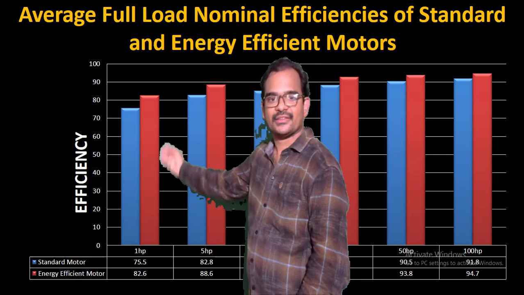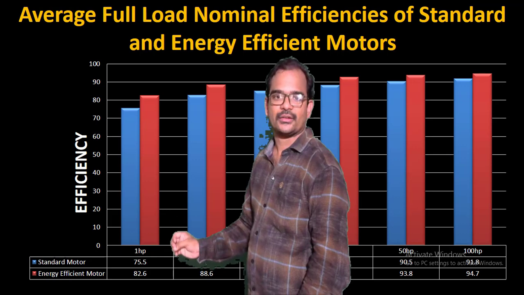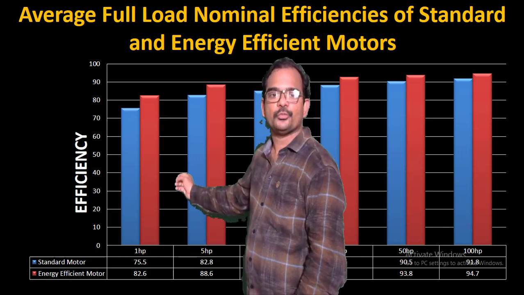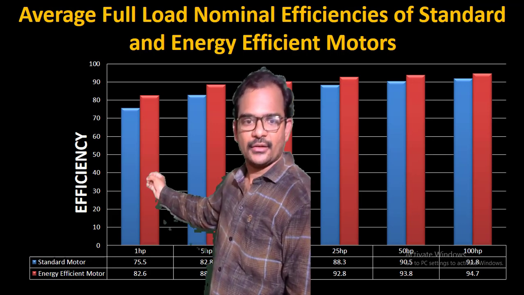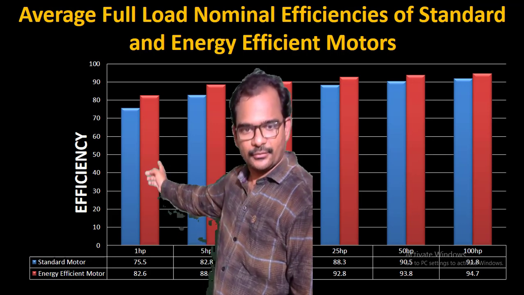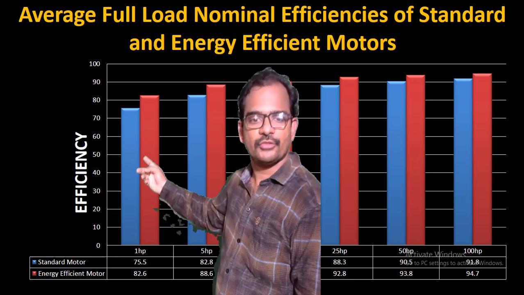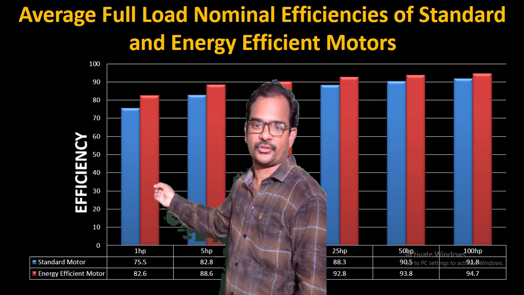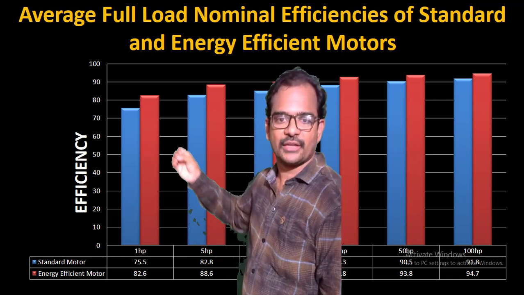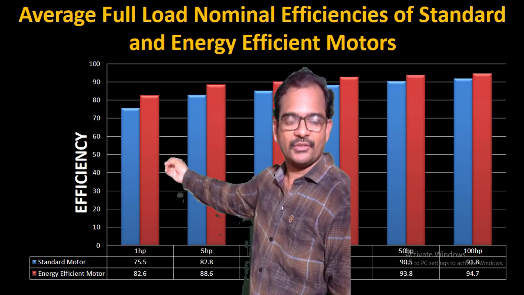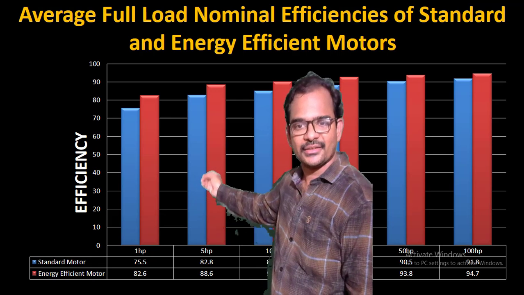75.5%. Whereas for the same 1 HP rating motor, if it is an energy efficient motor, the efficiency is 82.4%. Now let's see, for a standard motor of 1 HP rating, the efficiency is 75.5%. If the same 1 HP energy efficient motor is used, the efficiency which we will get is 82.6%. And similarly, for a 5 HP motor, if it is a standard motor, the efficiency is 82.8. If it is an energy efficient motor, then you are getting an efficiency of 88.6.